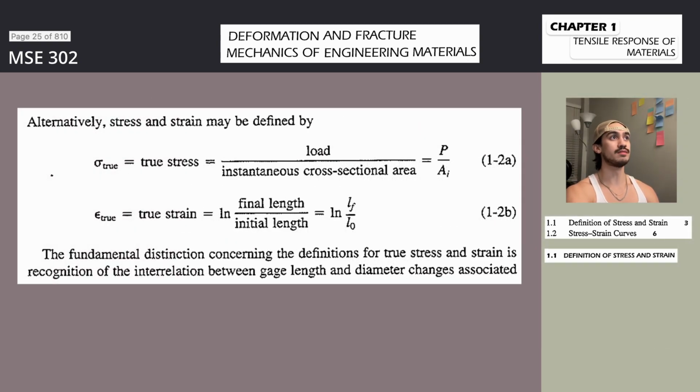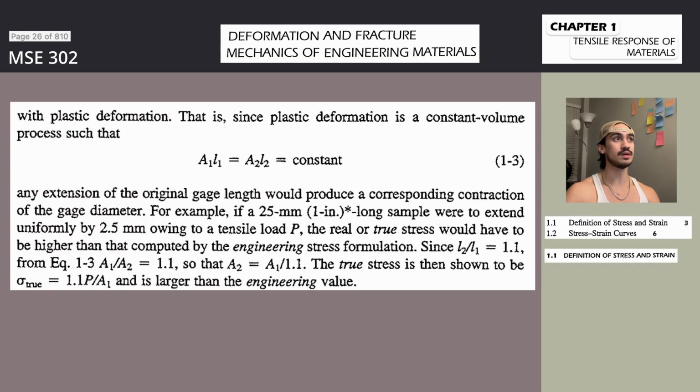Alternatively, stress and strain may be defined by equations 1-2A and B, true stress and true strain. The fundamental distinction concerning the definitions for true stress and strain is recognition of the interrelation between gauge length and diameter changes associated with plastic deformation. That is, since plastic deformation is a constant volume process such that equation 1-3 holds, any extension of the original gauge length would produce a corresponding contraction of the gauge diameter.